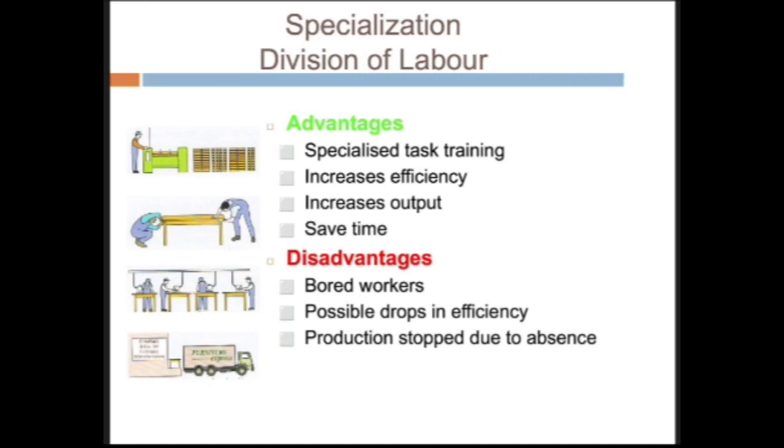Now specialization, division of labor: what are the advantages? Specialized task training increases efficiency and increases output, which also saves time because of specialized tasks. For the disadvantages, the worker gets bored, with a possible drop in efficiency, and production may stop due to absence of focus.